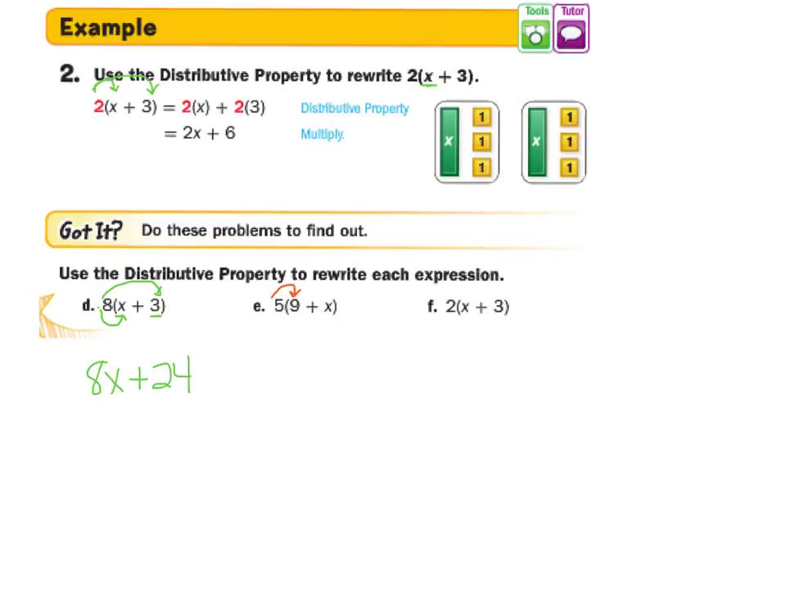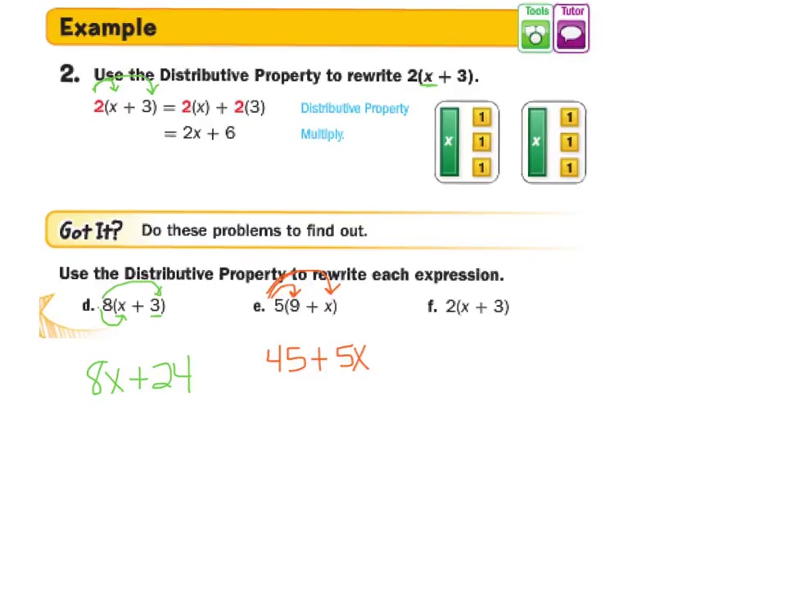5 gets to play with the 9, so 5 times 9 is 45. Put down the addition sign, and then we do 5 times x is 5x. And it's okay if you noticed that the whole number, called a constant, is out in front of the variable. Usually we're used to seeing the variable first, but it's just fine going this way as well.